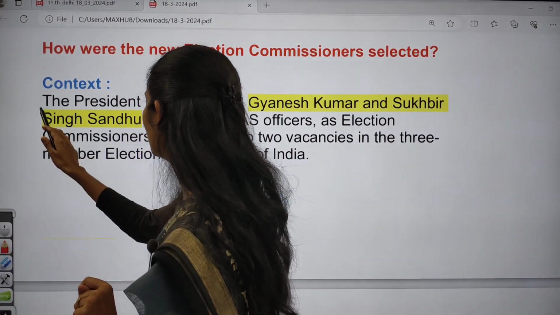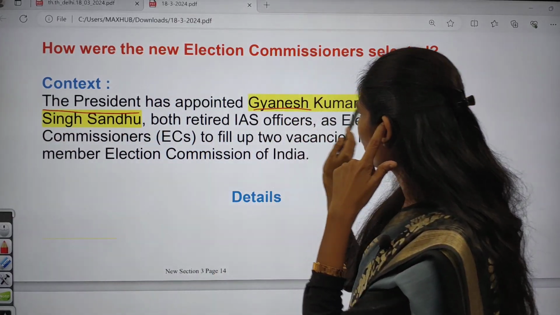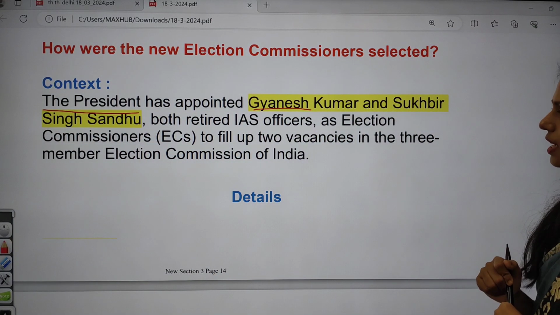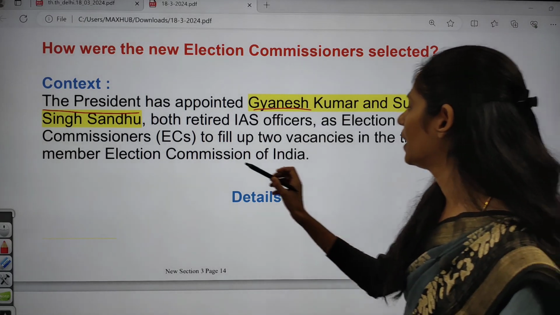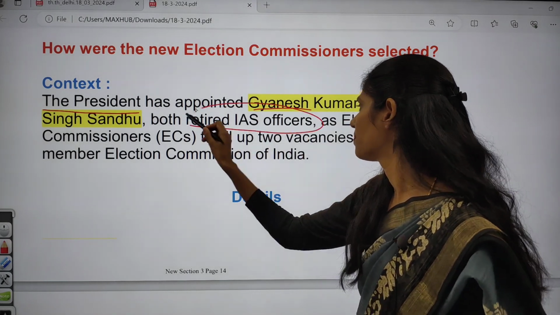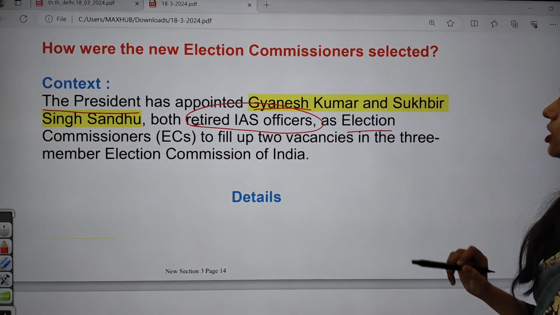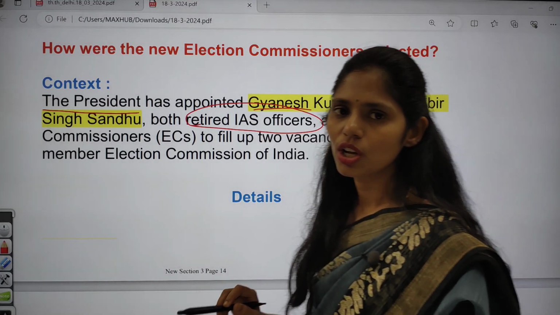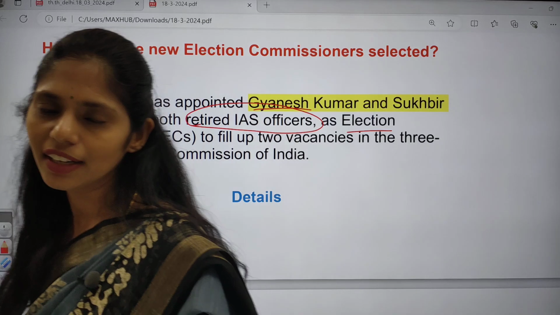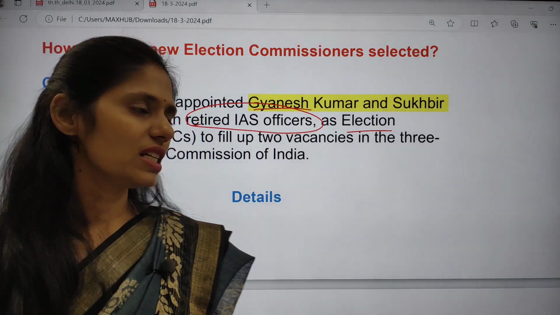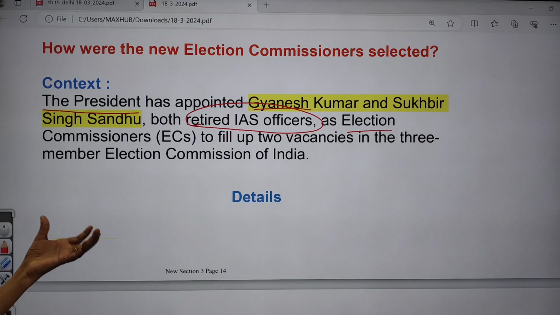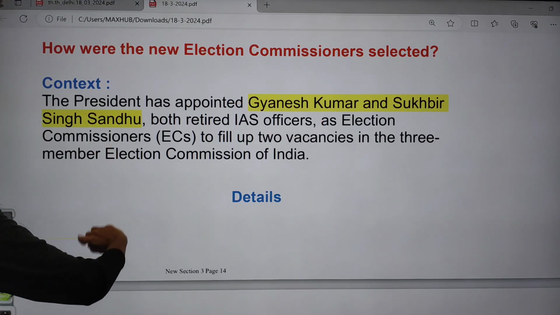So if you see the context, it says that the president has appointed Gyanesh Kumar and Sukhbir Singh Sandhu, both retired IAS officers, as election commissioners to fill up 2 vacancies in the 3-member election commission. So recently one member resigned, right? So there are 2 vacancies. In those 2 vacancies, Gyanesh Kumar and Sukhbir Singh Sandhu were appointed as election commissioners.